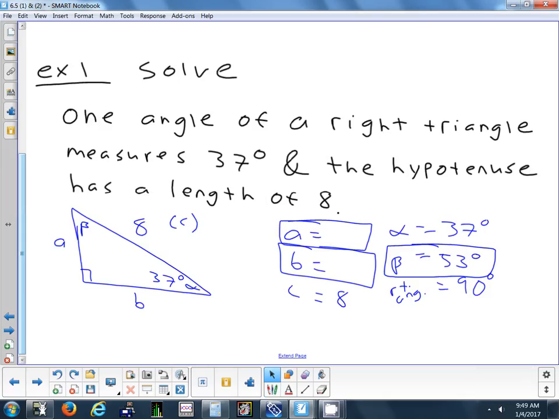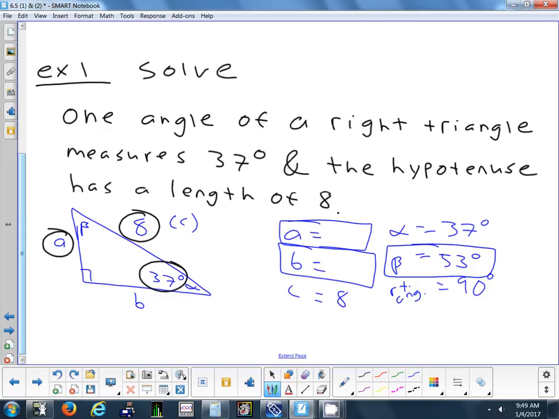Now, whenever I want to find sides, I have to pick an angle. Technically, I have two choices. I could pick the 37, and I could work with that, or I could pick the 53. Which angle do you think is better to work with? The 37, yeah, it was given. Try to stay away from something you calculated, because if you calculated it wrong, then other stuff comes out wrong. So let's use the 37. And we're going to use the side I was given. And let's pick either A or B. Let's do A.